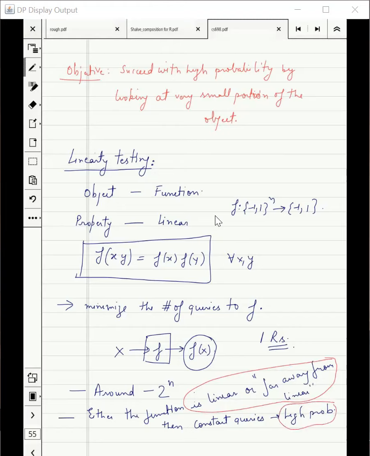Very good. So these are the two ways in which I have simplified your task. First, I have promised you that either the function is linear or far away from linear. I will explain again far away from linear, but that's one promise. And second, I don't want you to succeed every time. I just want you to succeed with high probability. How have I made your life difficult?